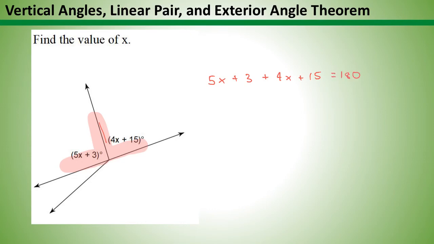Okay, so let's combine our like terms. That's going to be 9x, 3 and 15 are going to make 18, and that's equal to 180. Subtract 18 from both sides. That's going to give me 9x is equal to 162. Okay, and then when I divide by 9, I end up with x is equal to, I believe that's 18. Let's double check here.